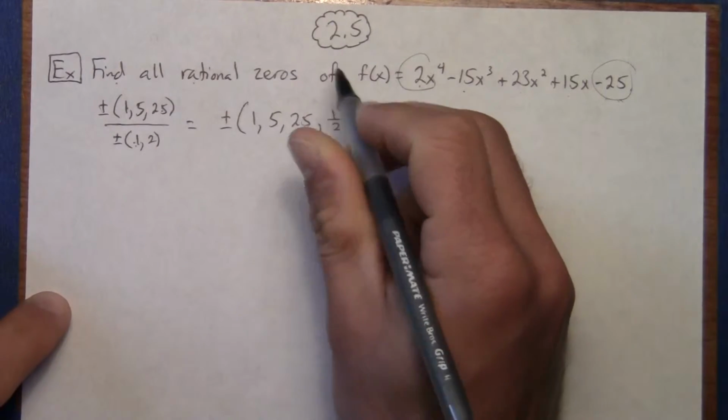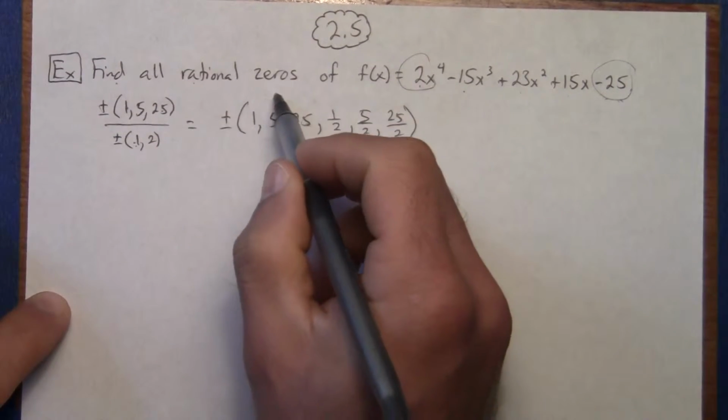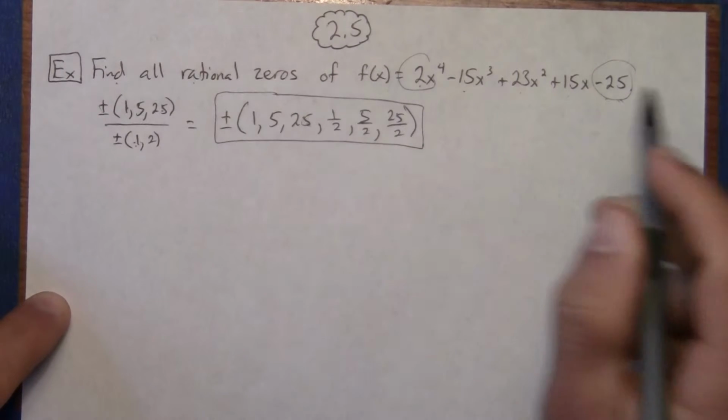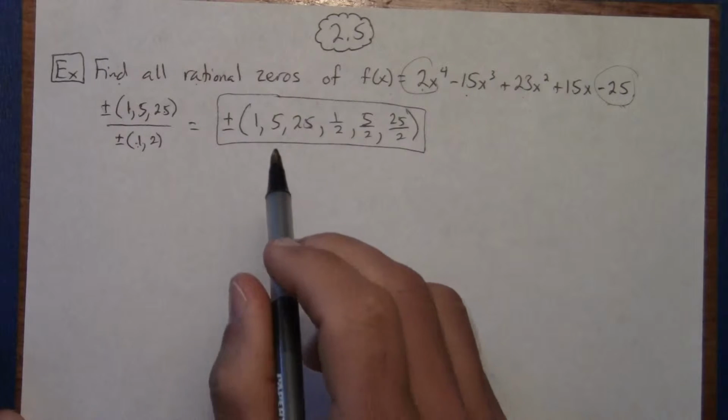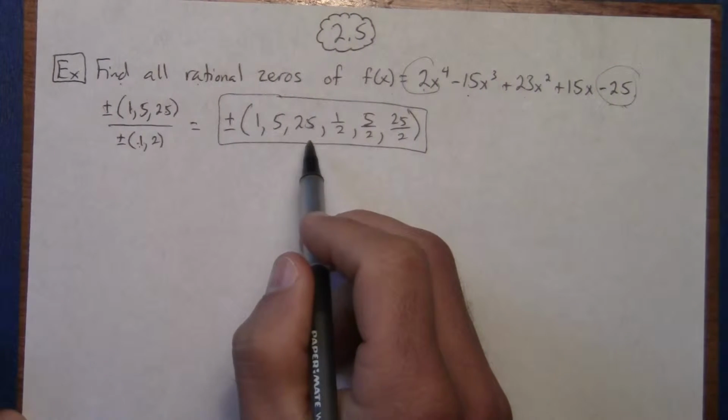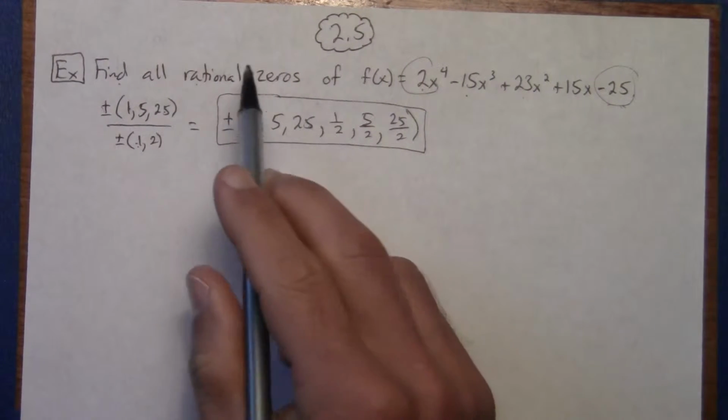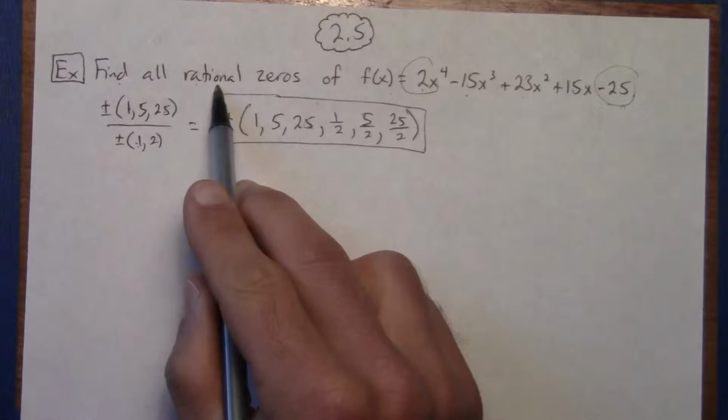And if the problem said find the list of possible rational zeros, this is your list of possible rational zeros. Those are the numbers that when I start to do my synthetic division and guess and check, those are the numbers that I want to try and start with. If it's not one of these numbers, then either they're not rational zeros or I've done something wrong.